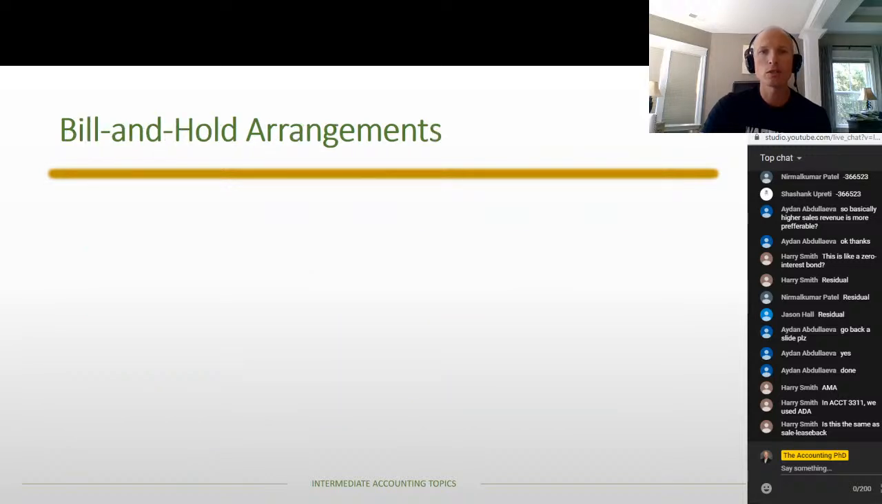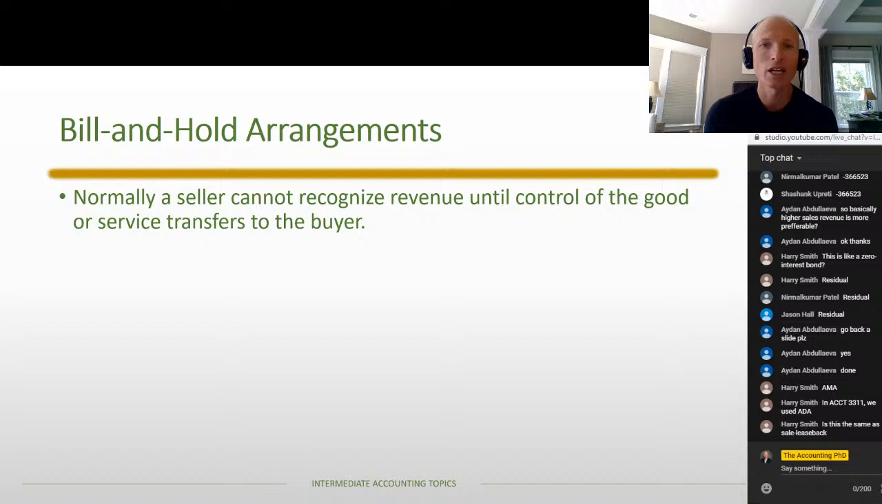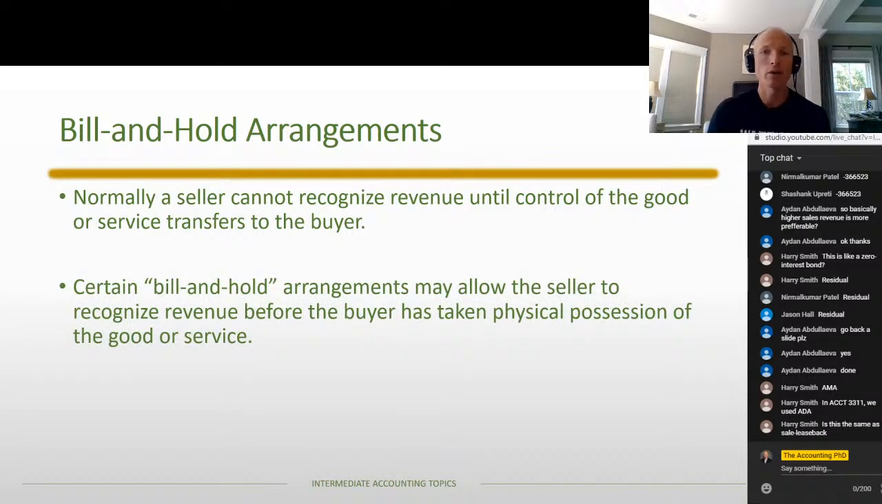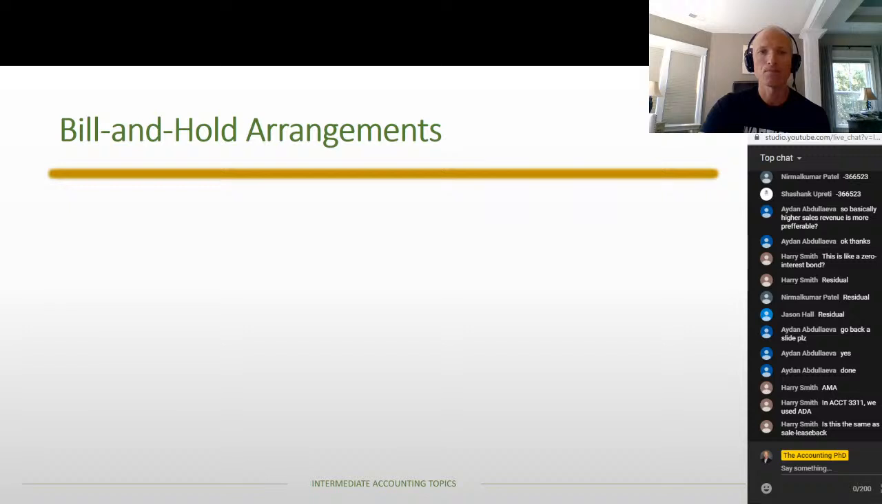Bill and hold arrangements. So normally a seller cannot recognize revenue until control of the good or service transfers to the buyer. And we talked about all those indicators that control has transferred. However, there are certain bill and hold arrangements that may allow the seller to recognize revenue before the buyer has taken physical possession of the good or service. So this is an exception, basically saying normally you have to wait to recognize revenue, but in certain bill and hold arrangements, we may allow you to recognize revenue before transfer of control has taken place.